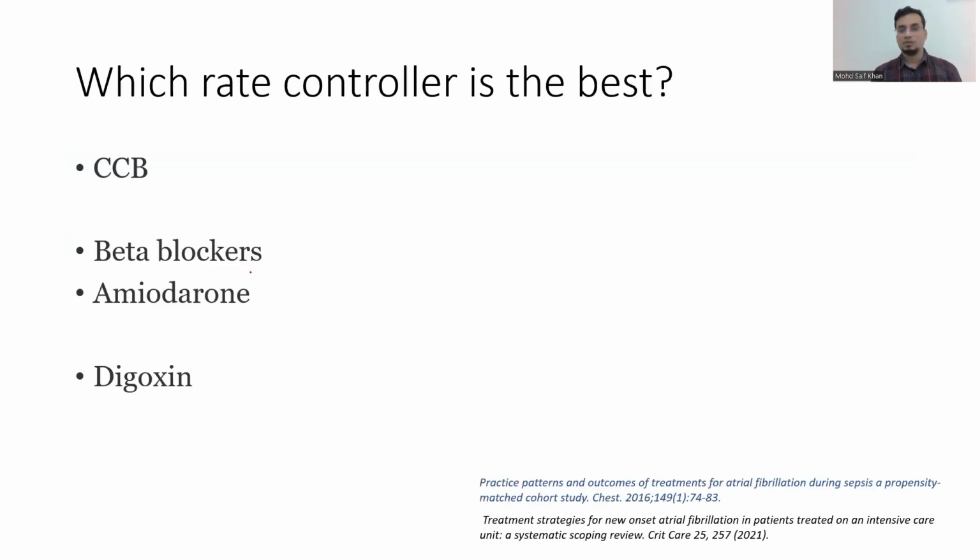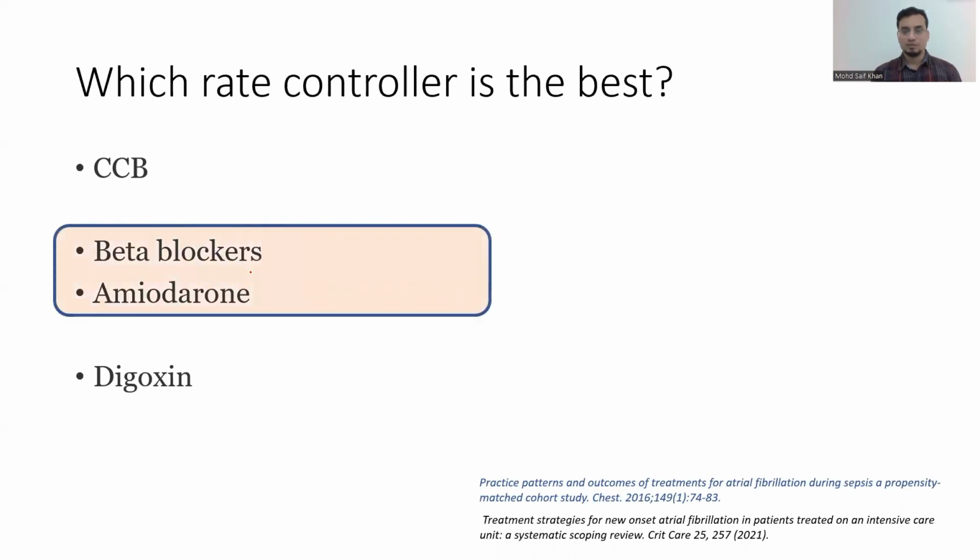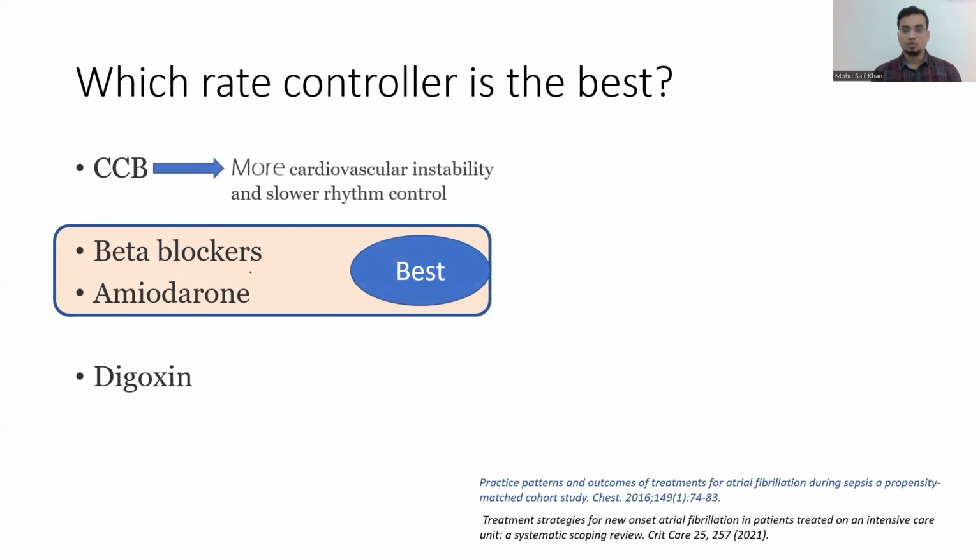So which rate controller is the best? That is a very important question people ask, and from the limited evidence available, beta blockers or amiodarone may be superior to calcium channel blockers as the first line therapy in undifferentiated patients in ICU. Calcium channel blockers are not preferred because they contribute to more cardiovascular instability, and the success rate to control the rhythm is lower compared to amiodarone or beta blockers. They are not very good rate controllers or rhythm controllers.